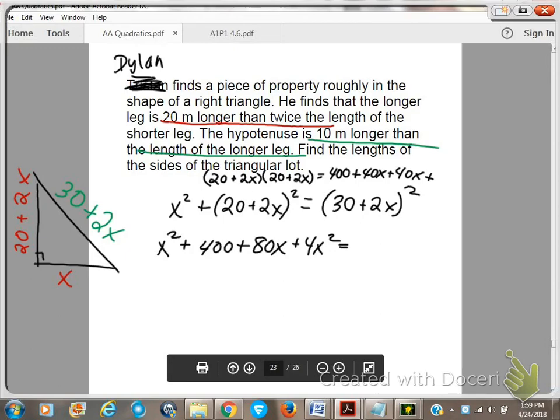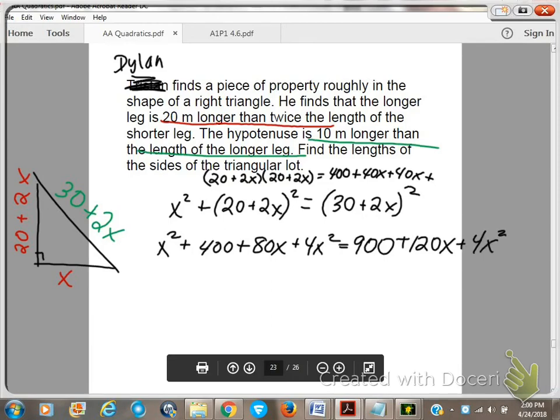Oh gosh. Don't worry, it won't be as bad as Dylan. Let me write it out. Well, I didn't write it out, I read it out. I gotta write it out. Okay, so 900 plus 120 and then 4x.